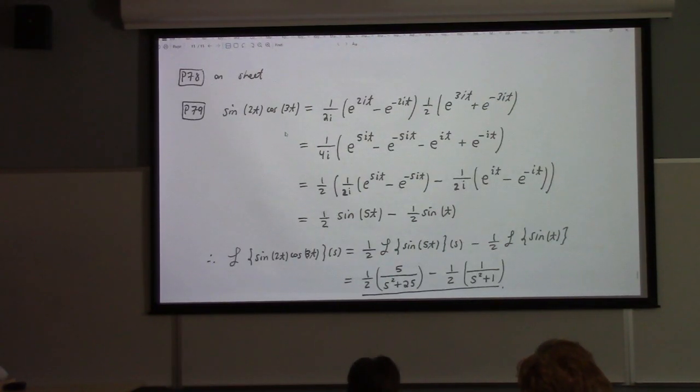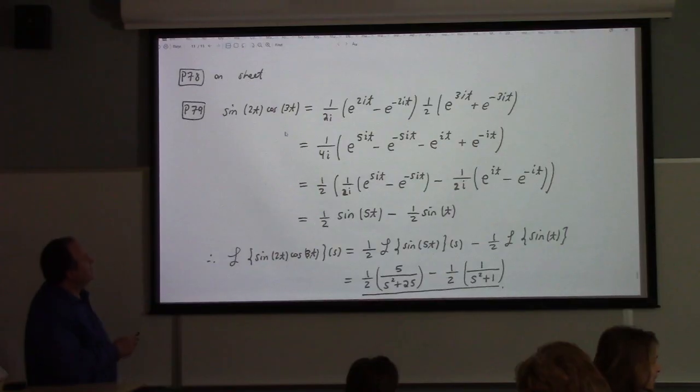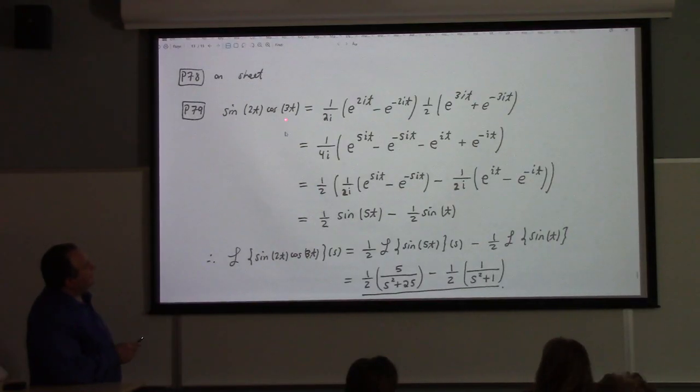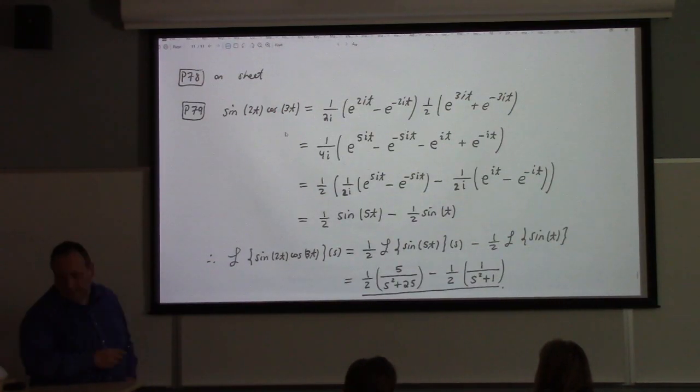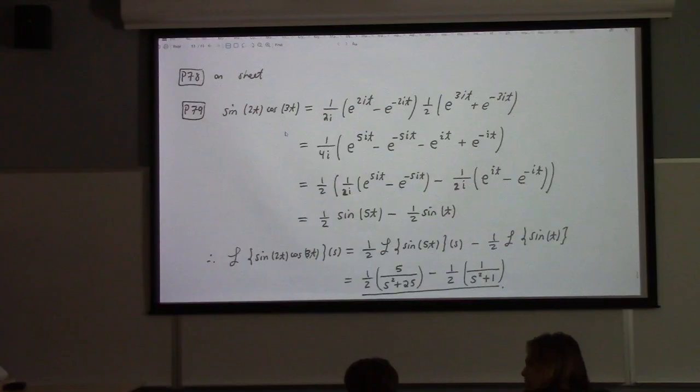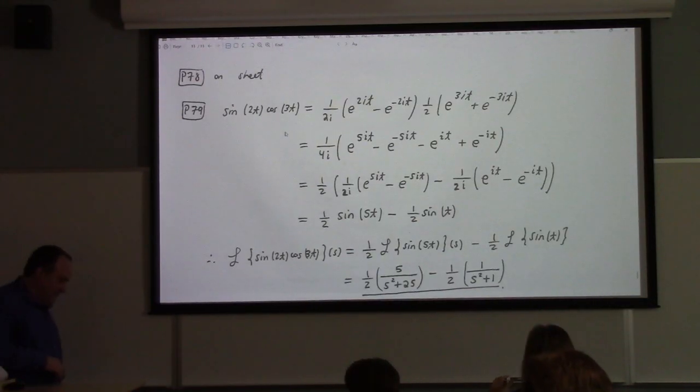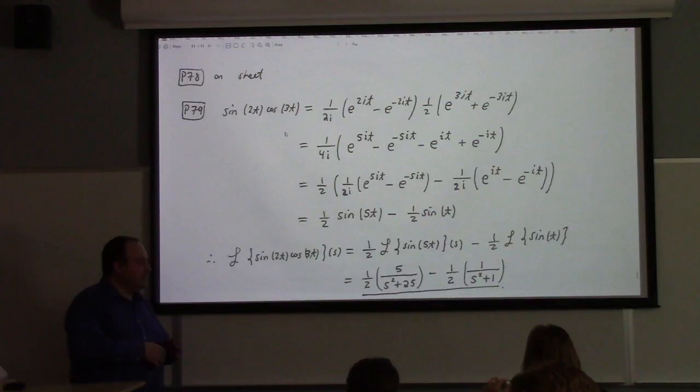All right, I digress. Problem 79. This one, we had to calculate the Laplace transform of sine 2t and cosine 3t, right? So you guys have a formula sheet, right? And I would encourage you to use my new and improved sheet, which I don't think I printed out for you, I'm sorry.